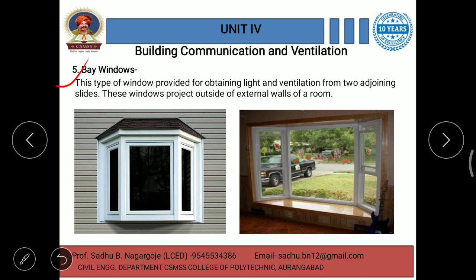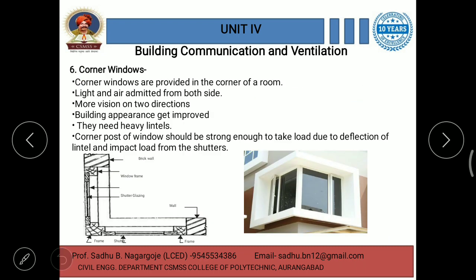Then the fifth type, bay windows. This type of window is provided for obtaining light and ventilation from two adjoining sides. These windows project outside of the external wall of the room. Okay, like this. These are totally constructed outside the walls of that room.